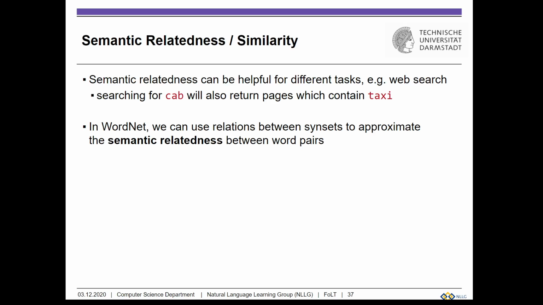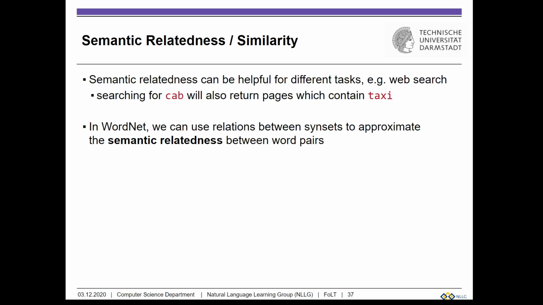Or similarly, imagine a web search in your favorite web search engine. If you type in a word such as cab, or maybe a whole string, where is the next cab, you'll hope that the search engine is clever enough to understand that cab and taxi are similar, because maybe there are many more relevant web pages with the word taxi. So you do not want to lose those web pages when you type in cab.